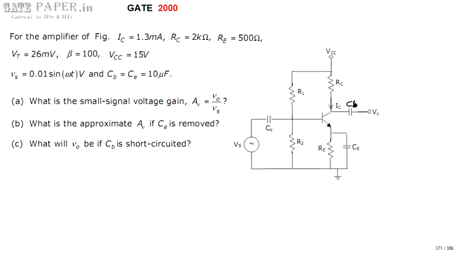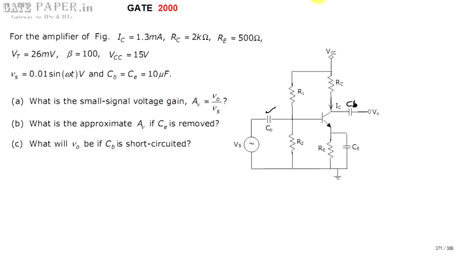First of all, we are going to calculate the small signal voltage gain for the given circuit. Second, we are removing CE, so again we are going to calculate the small signal voltage gain when removing that CE. Next, if the CB is shorted, then what will be the output voltage V0, that we are going to calculate. What is the value of V0 by shorting this CB? These are the three cases we are going to calculate. So first we will see the small signal voltage gain.